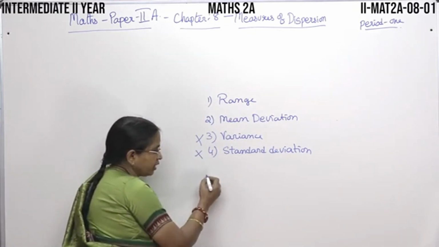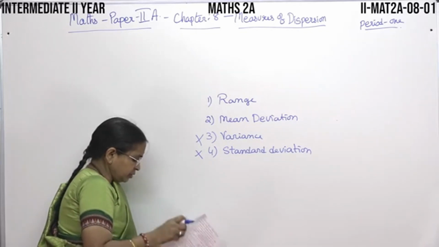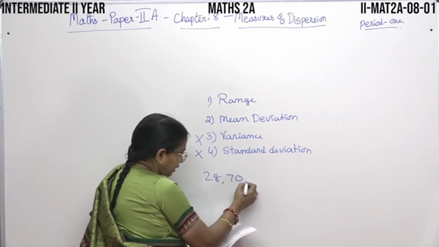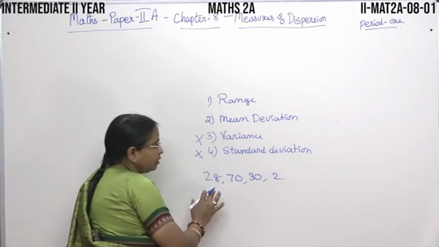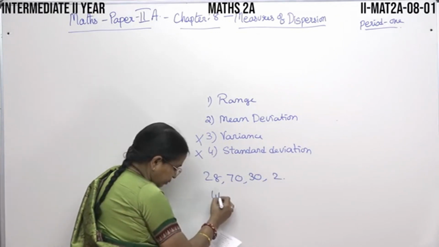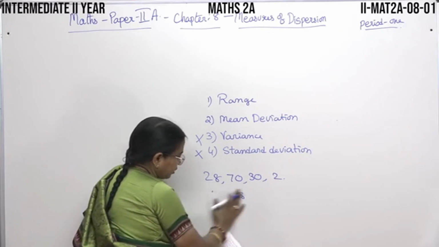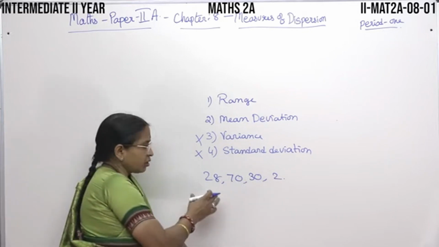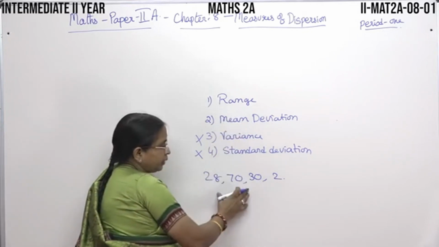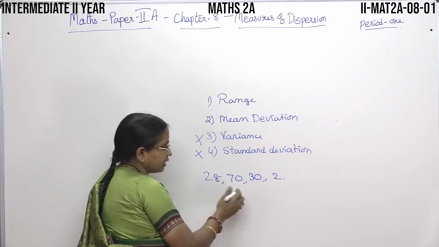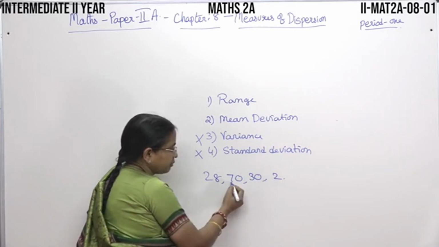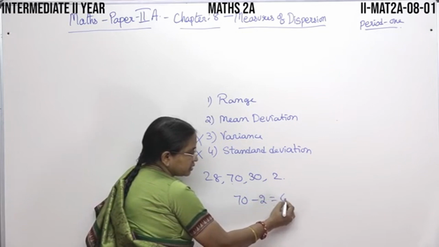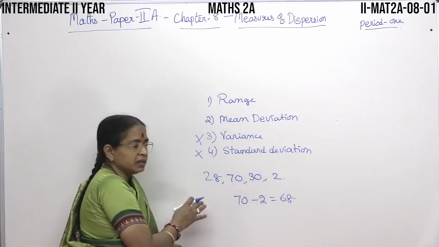Suppose you are given raw data. We'll take these runs only: 28, 70, 32, like this. The first four I took, and suppose you have only these four. Now what is the range of this data? For ungrouped data or raw data given like this, the range is just maximum value minus minimum value. That is 70 minus 2, which is 68. This is how we find the range.